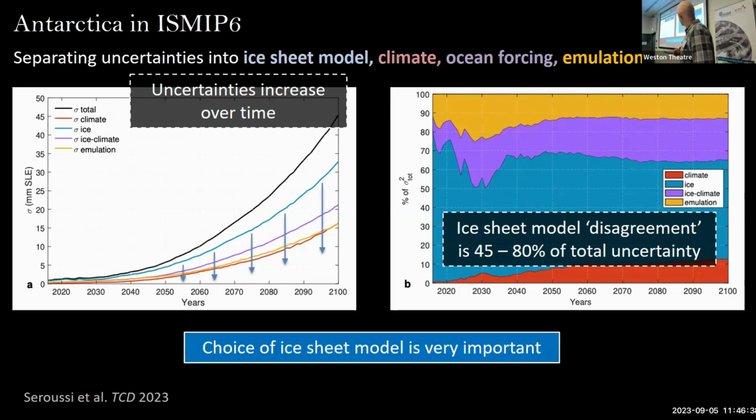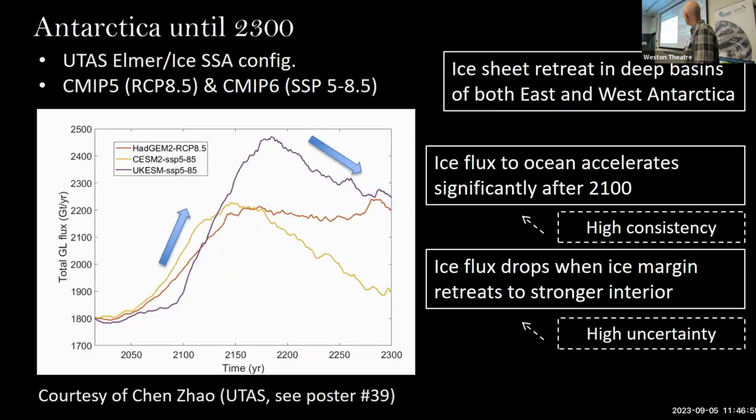And the good news is that we can bring this uncertainty down with a better choice of ice sheet model. So that's in some ways good news, but it's also a clear message to us as a community that we really need to choose our models quite carefully. If we go to 2300, this uncertainty actually goes away a little bit.